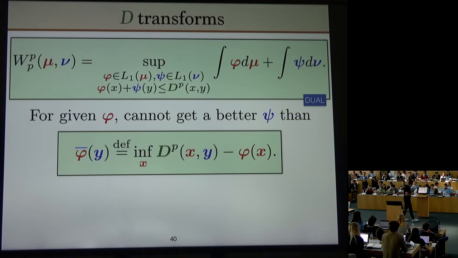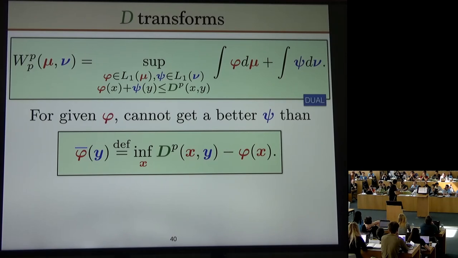So here I'm playing with colors a little bit. Imagine you give me a red function, phi. There's no better function, if you think about it, that I can come up with than this blue function, which I have obtained by taking this infimum. Okay, I'm playing this infimum game. So this is why I've added a little red bar on top of it. I start with the red function. I need to choose a blue function. Well, there's no better thing that I can choose than this thing. This red function with a blue bar. And this is called the D-transform of phi. Okay? So it's one of the nice tools in transport that generalizes convexity.